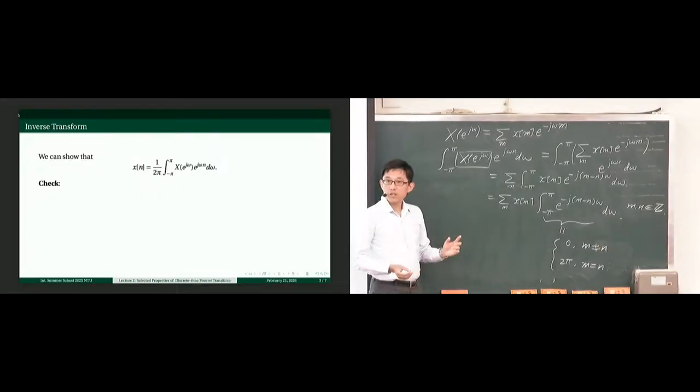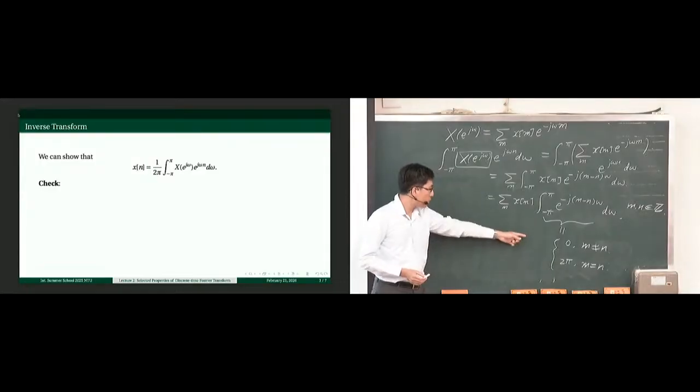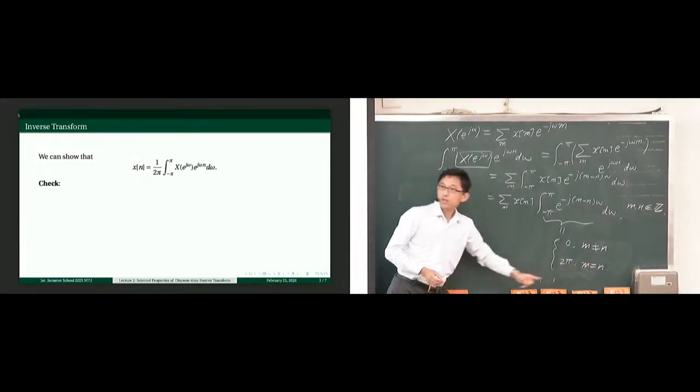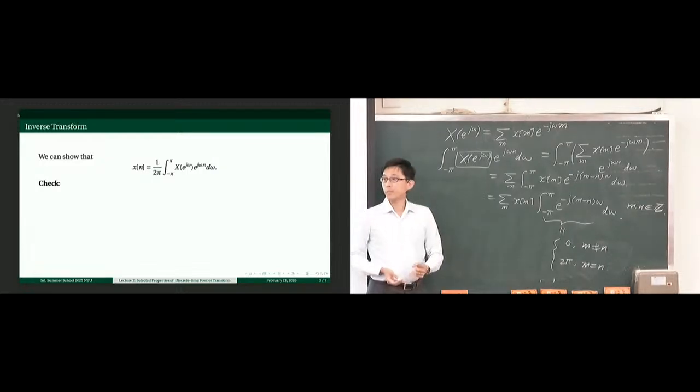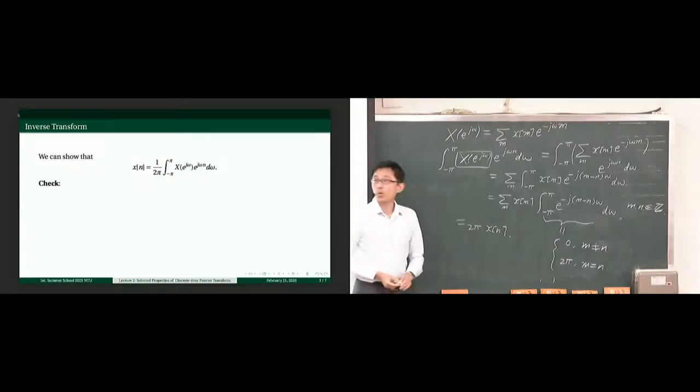So finally, if you're with me so far, we have the summation of something times an integral that's almost always 0 unless m equals n. This summation leaves us with only one term, the only non-zero term, and it becomes 2 pi times x of n. And that finishes our derivation. That's the standard trick: when you see a summation and an integral, change the order.